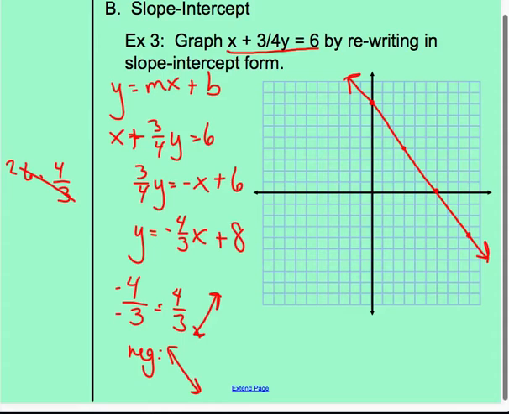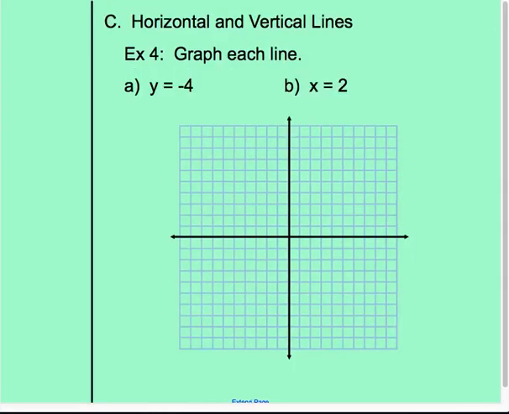All right, one last example. We're going to take a look at horizontal and vertical lines. So y equals negative 4. What I notice about this is that I have a y-intercept, y equals negative 4, but no x means no x-intercept. So if my line never crosses the x-axis, it must be parallel to it. And we end up with a horizontal line.